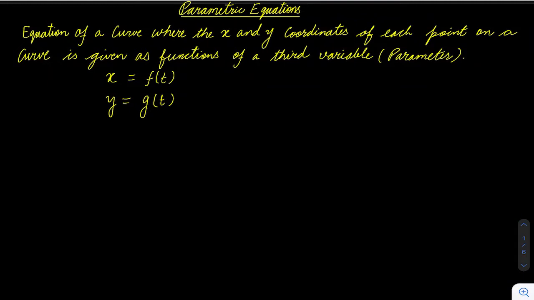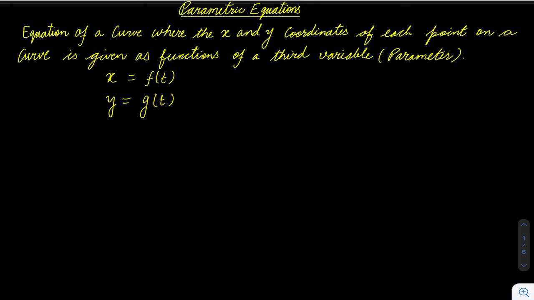Now today we are going to see a very important topic, that is parametric equations. So let's first understand what are parametric equations. It is the equation of a curve where the x and y coordinates of each point on the curve are given as functions of a third variable, which we call the parameter. These types of equations are known as parametric equations.